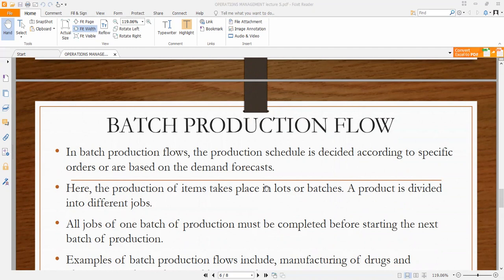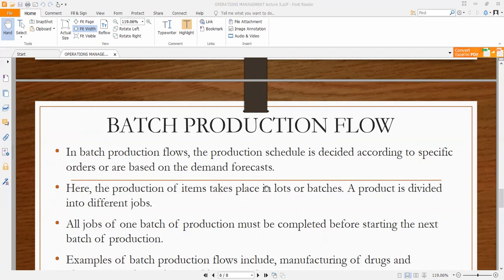Here, the production of items takes place in lots or batches, right? The batch we're talking about can be in huge quantities. Let's look at a company in your setting that produces a certain type of products. Here in Zambia, maybe Trade Kings. They produce a variety of drinks, and at the same time they produce a lot. A product is divided into different jobs. All jobs of one batch of production must be completed before starting the next batch.